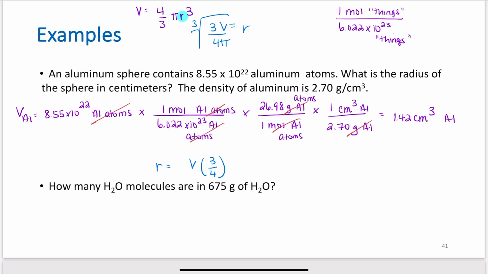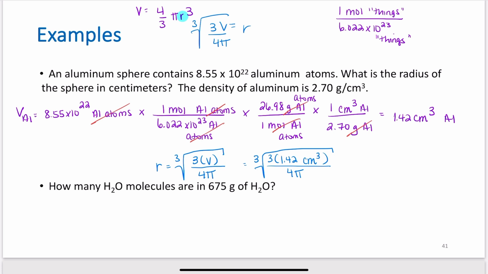So my r is equal to 3 times the volume over 4 pi, and I'm going to take the cube root of that. So plug in what I know. I know it's 3 times 1.42 centimeters cubed divided by 4 pi, and I'm taking the cube root.